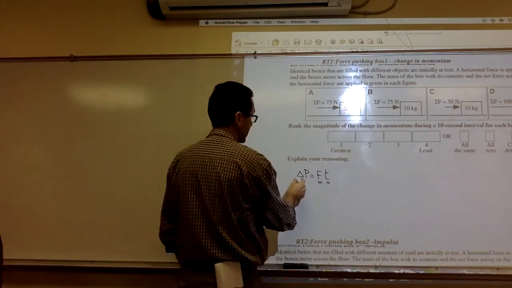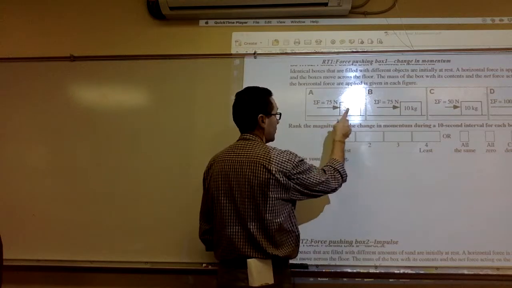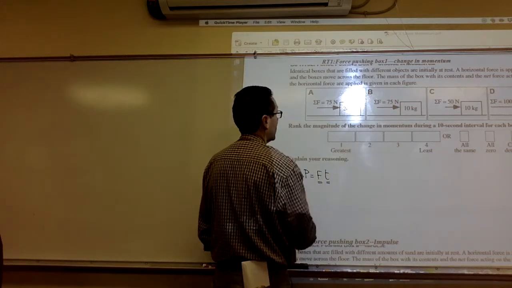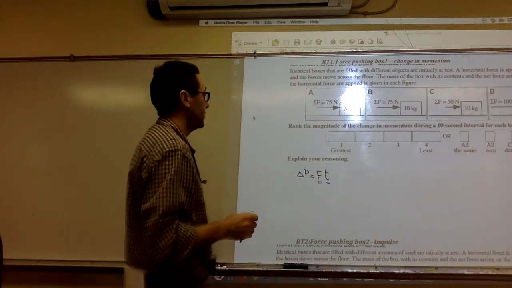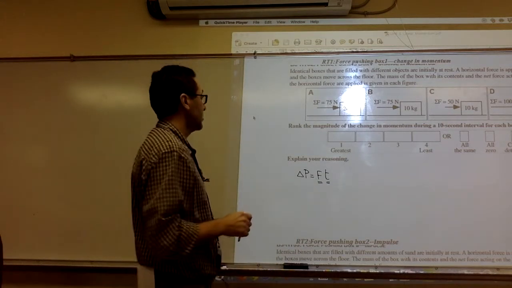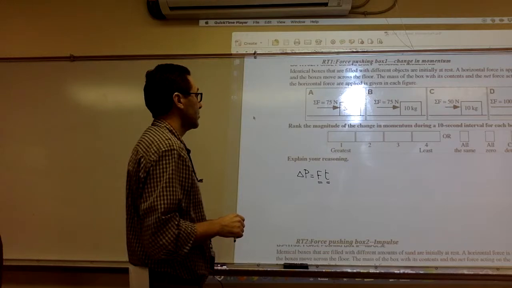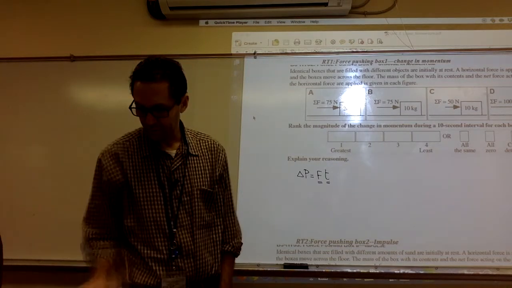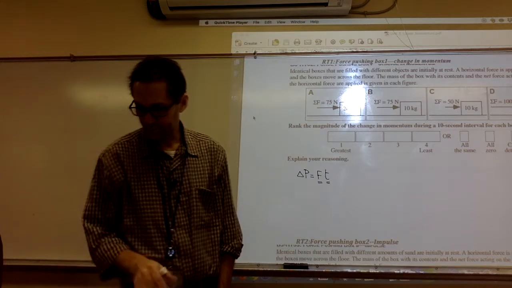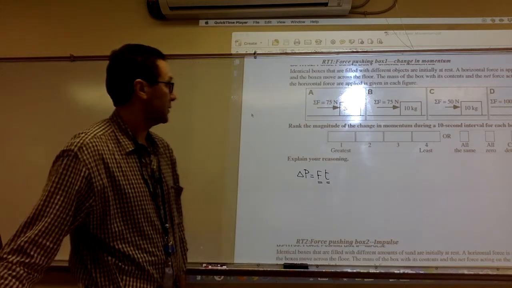So if I want to compare the change in momentum of all these problems, all I have to do is compare the forces applied to them. So I think the order is going to be D first, then comes A and B tied together for second place, and C will be last. Okay? All right, so let's look at the next one.